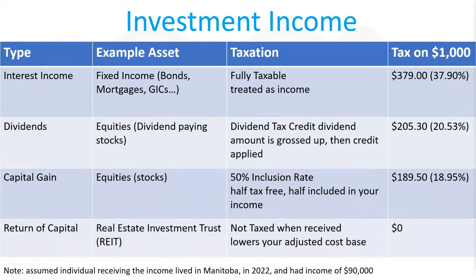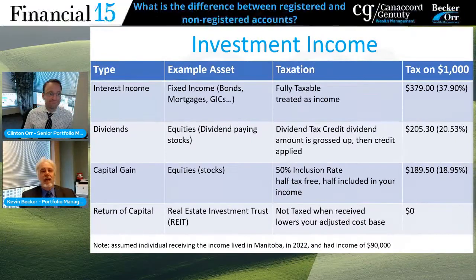If you deal with a dividend, you are allowed what's known as the dividend tax credit. So they gross it up and then they take a credit off for it. So in this case, it'd only be $205.30. When we deal with capital gains, of course, you've sold a stock, you've made money off it. You're only showing the government half of that gain though. So half the gain is tax free, half is included in your income. That's why we get the 189.